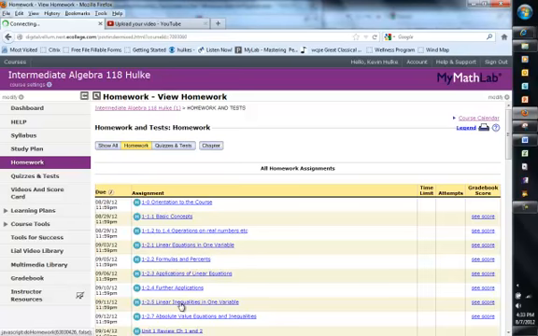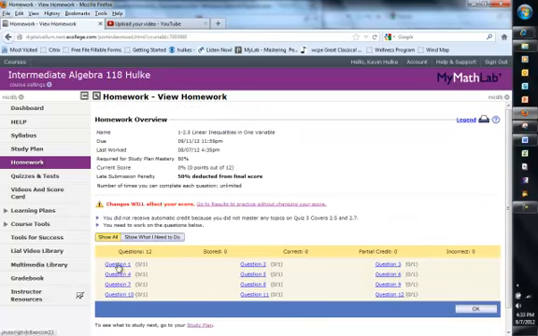Linear inequalities in one variable. That's, I believe, where we are. Aren't we? Okay.